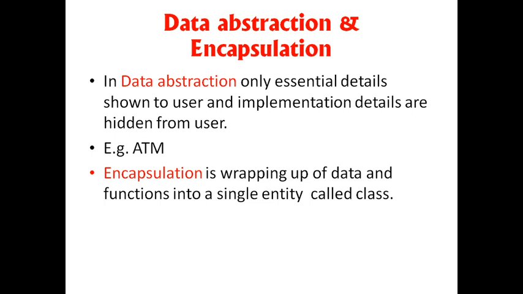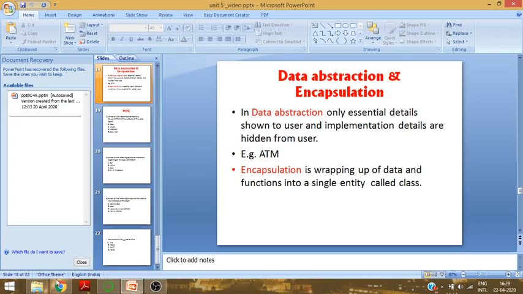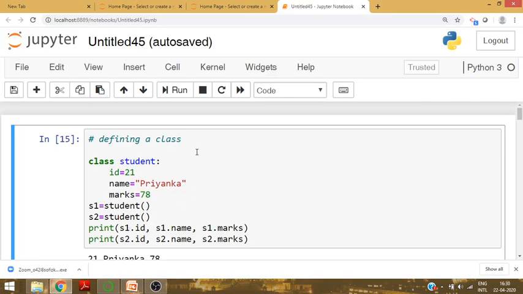Next is encapsulation. Capsule means wrapping up of data. Encapsulation means it has some type of wrapper. So encapsulation means data and functions are wrapped up into a single entity, that is called a class. It is used for security purposes. MCQs we will see later. Now we move towards the practical session.